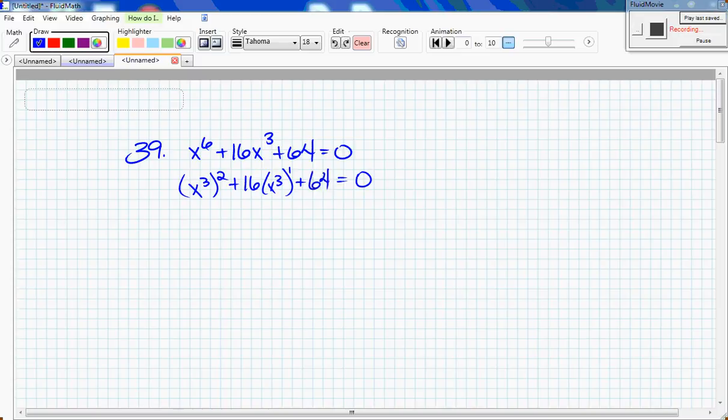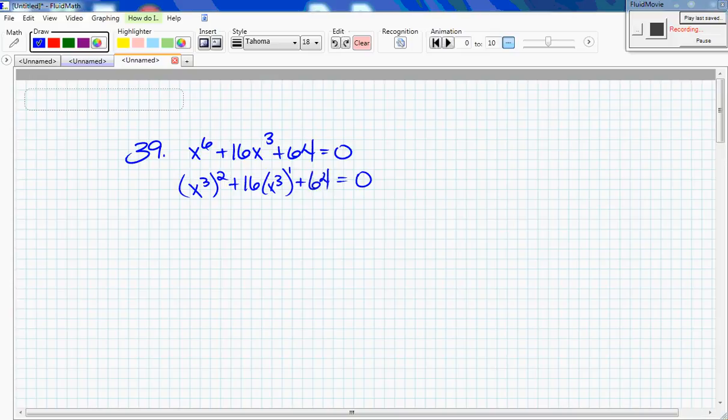Okay, to solve question 39, like 38 and 35, it says to factor. If you take a look here, even though this is not a quadratic function, it can be written in quadratic form. And I've already done that. x cubed to the second plus 16 x cubed to the first plus 64 x cubed to the 0. 2, 1, 0. So this can be written in quadratic form.